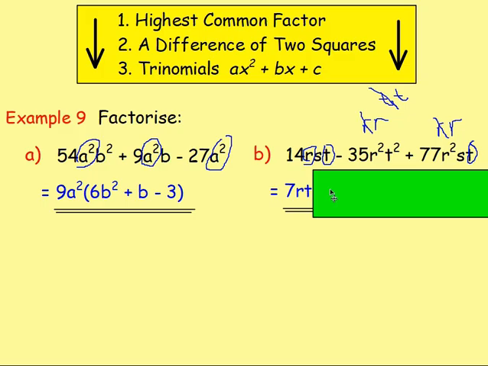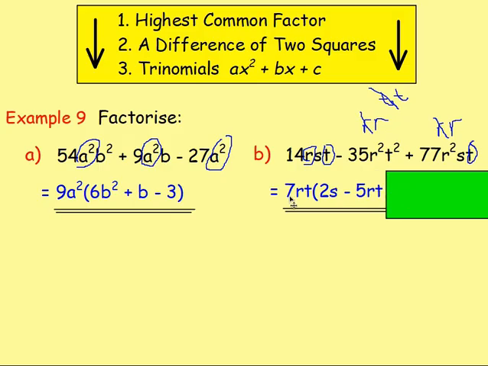the highest common factor. After that, 7 times what is 14? Well, it is going to be 2. You've taken out the r and the t, so you're left with s, so we need 2s. 7 times what is negative 35? Good, it's negative 5. And then with the r and the t gone, well, you're still left with an r and a t, so you'd have an RT, because r times r gives r squared, t times t gives t squared. And then plus, and 7 times what?